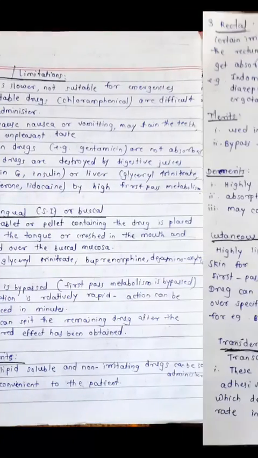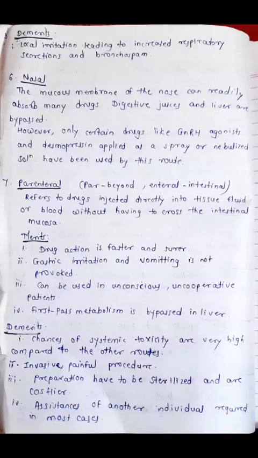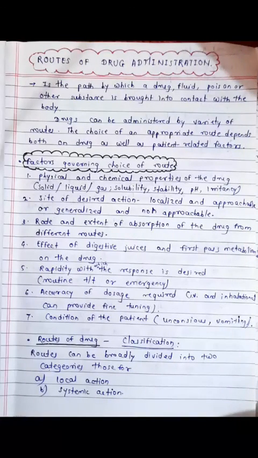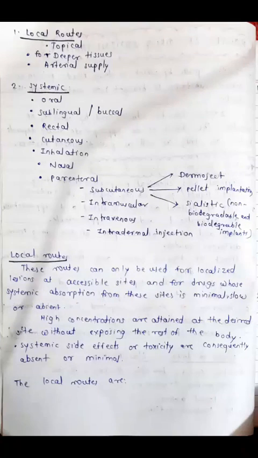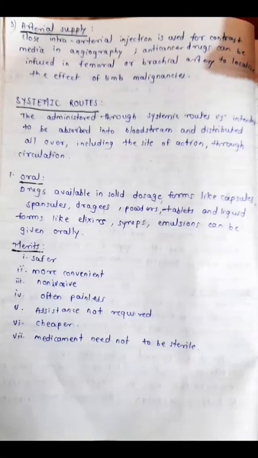When you write down the first systemic route, then classify it into oral, sublingual, rectal, cutaneous, inhalational, nasal, and then write down the introduction of each route, then give merits, demerits, give an example of each route, and compare each and every route. First pass metabolism is bypassed in all the routes except the oral route. Then which route is convenient, which is not. So compare all the routes, and this is all about systemic routes of drug administration.